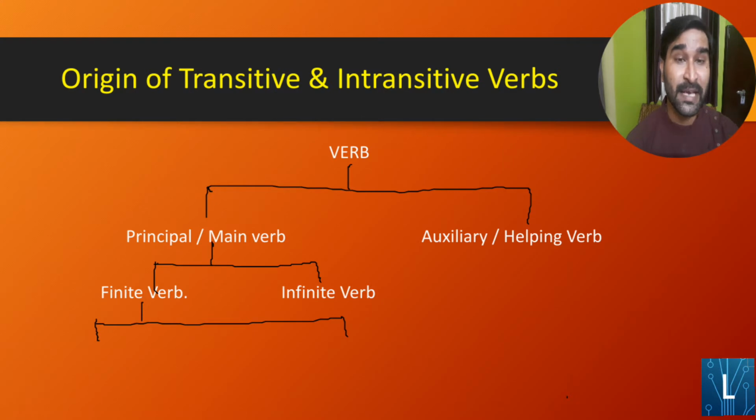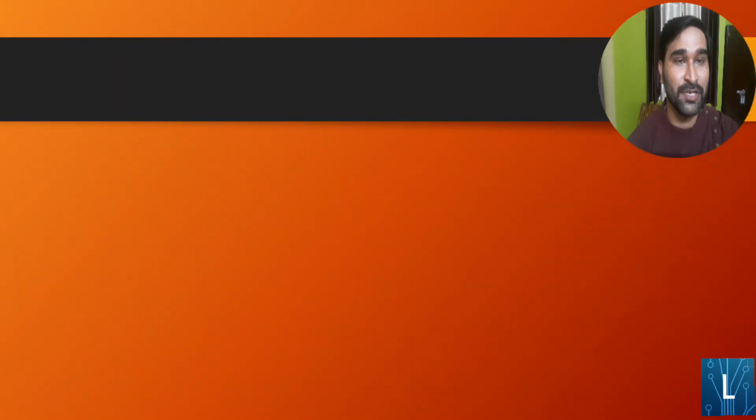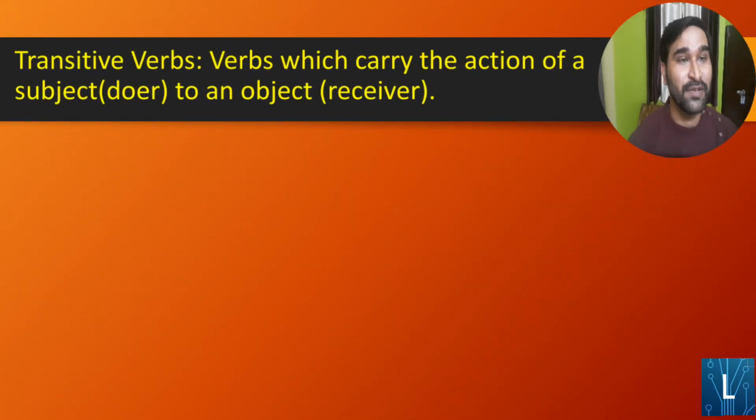Now the case is that transitive and intransitive verbs have come from the finite verb, because finite verb is divided into two parts, transitive and intransitive. Now let's go for the elaborate description about transitive and intransitive. So first one, transitive verb.